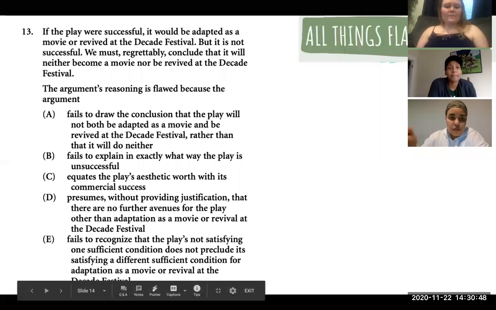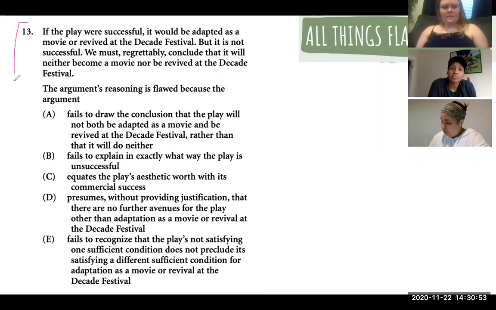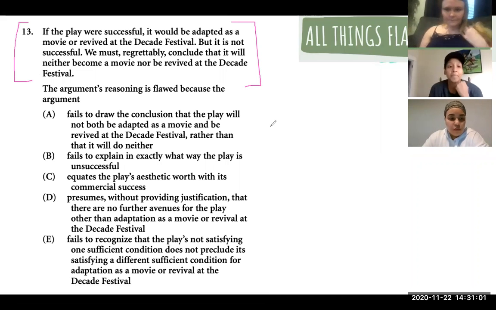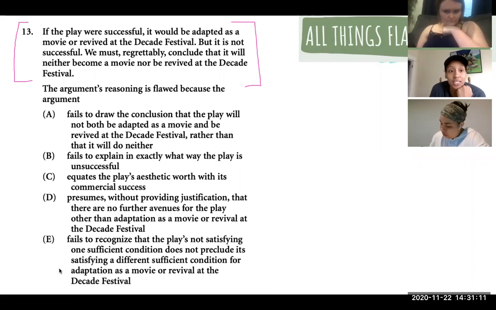All right, so how do you go about approaching a flaw question? You read. No matter what the question is, we're always going to read the stimulus first. So can you go ahead and read this one for us, Kamani? Yes. If the play were successful, it would be adapted as a movie or revived at the Decade Festival, but it is not successful. We must regrettably conclude that it will neither be a movie nor be revived at the Decade Festival. All right. So we read our stimulus, we make sure that we understand it.